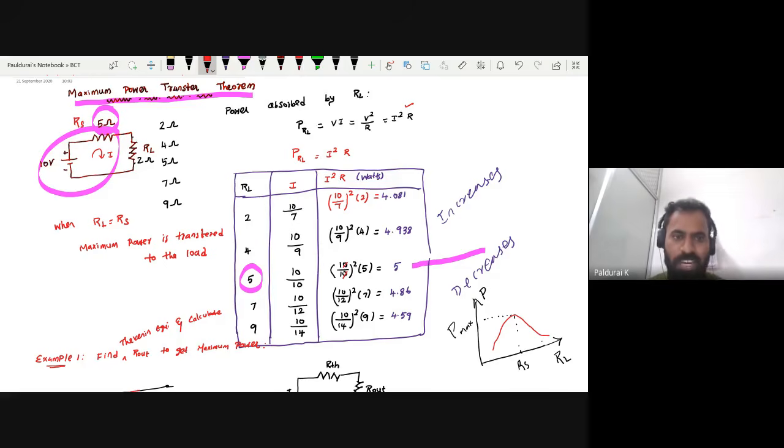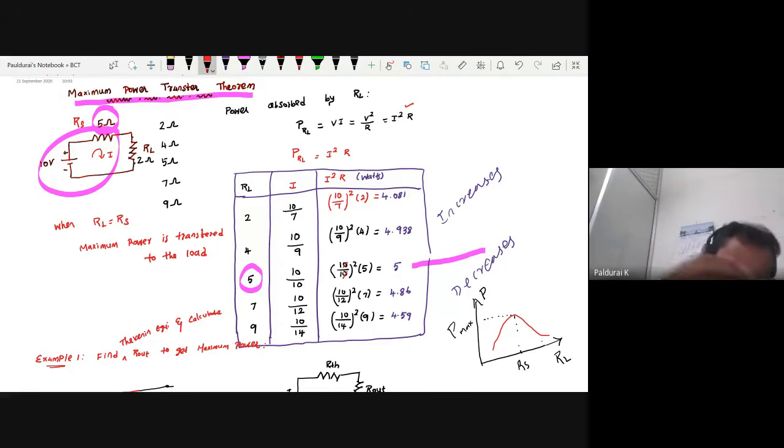So how will you define the maximum power transfer theorem? It's very simple. The name itself you can define it. Maximum power is transferred to the load when RL equals RS. Just sketch this graph. That's enough. This is the definition of the maximum power transfer theorem. I repeat. Do you want to write this, or should I dictate, or will you take it by yourself? Put the heading maximum power transfer theorem. Maximum power is transferred to the load when RL equals RS.